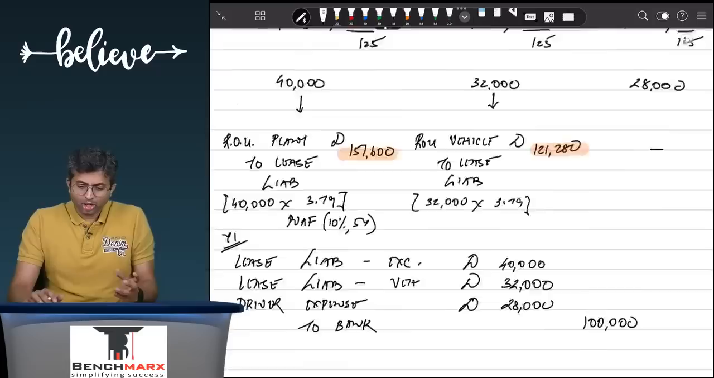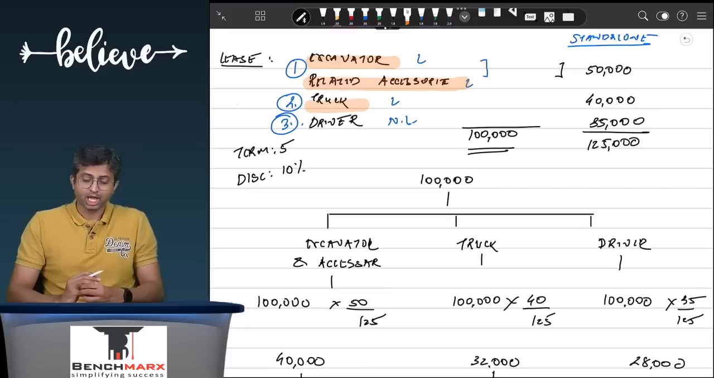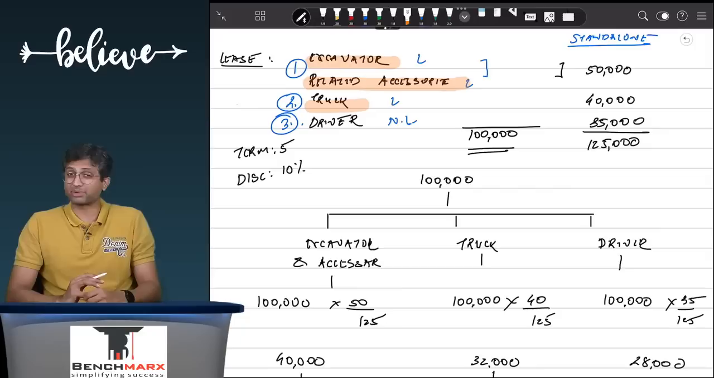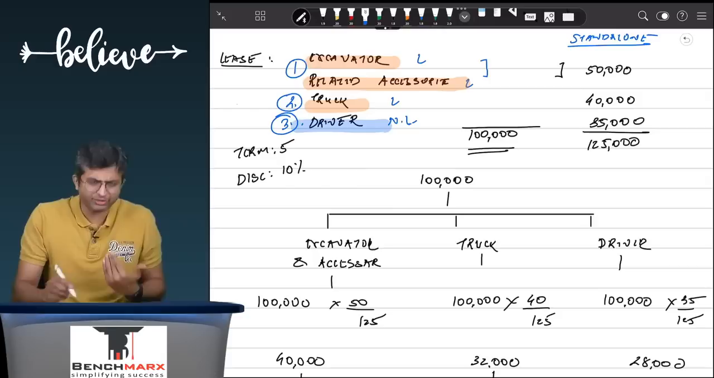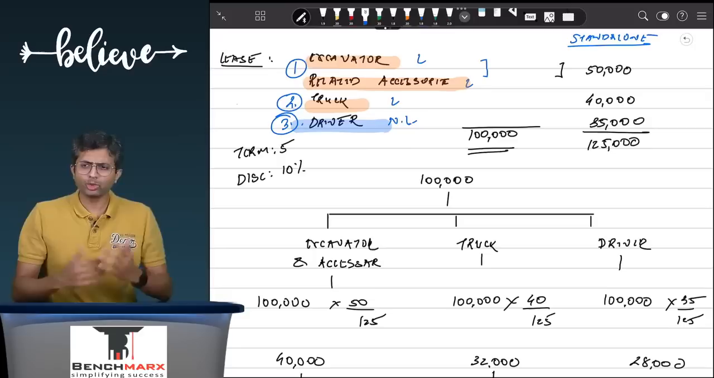Okay, now do we have a choice over here? Well, we don't have a choice over here. We have to club the excavator and the related accessories because they are highly interdependent, and we have to show the truck separately. However, do we have a choice regarding clubbing the truck or showing it separately? No, you don't have a choice. But what about the driver? Well, ideally, you don't have a choice. If nothing is given, we will always show the expenses for the driver separately. That's not a right of use asset. Similar examples can be maintenance in case of a building. You will always show that separately.